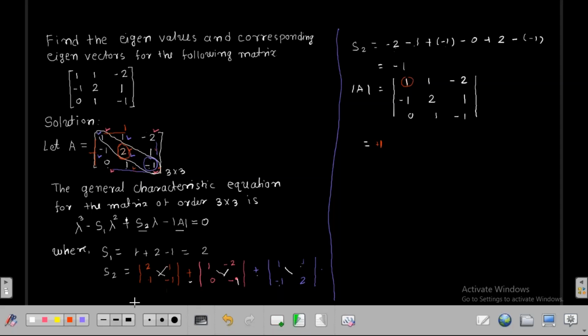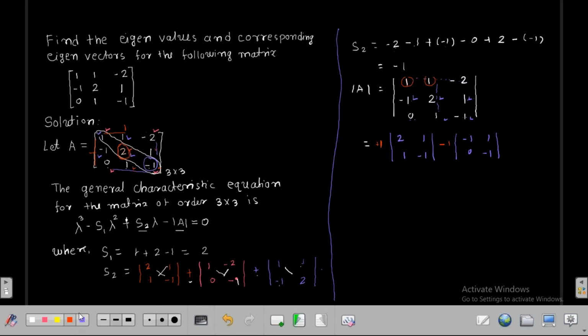So this is positive 1. Now the remaining elements: this 2, this 1, and this minus 1. So delete this column and this row. Write these 4 elements in determinant form: 2, 1, 1, minus 1. Now take the second element, this plus 1. Here it is positive 1, so write negative. So negative 1 here. Now delete this column and this row. The remaining elements are minus 1, 1, 0 and minus 1.